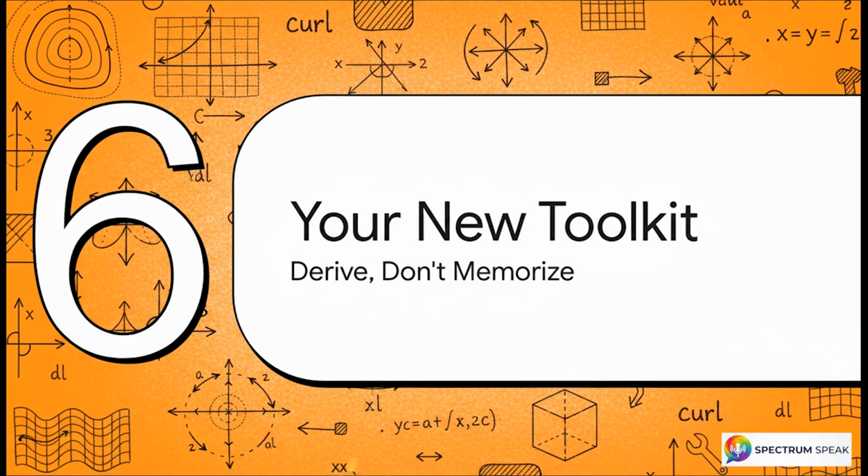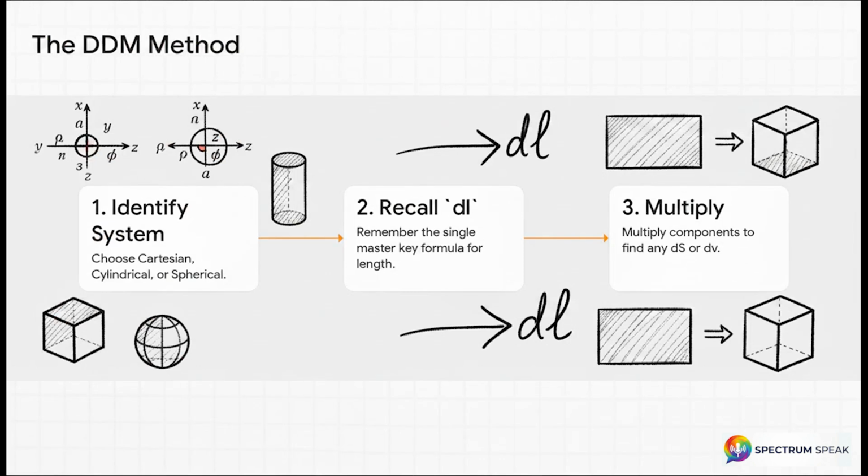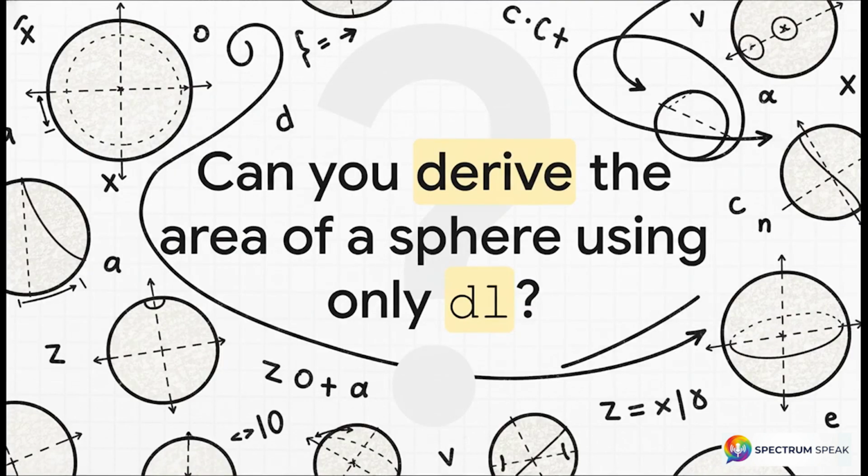So there you have it. You've seen the problem, you've seen the core concept, the real-world application, and the most common pitfall. Let's wrap this all up into your new, super streamlined toolkit for vector calculus. Here it is, the derive, don't memorize method, boiled down to 3 easy steps. 1. Identify your coordinate system. 2. Recall that one single dL master key for that system. And 3. Just multiply the components of dL to get any area or volume element you need. That's it. You're done. So I'll leave you with this final thought.